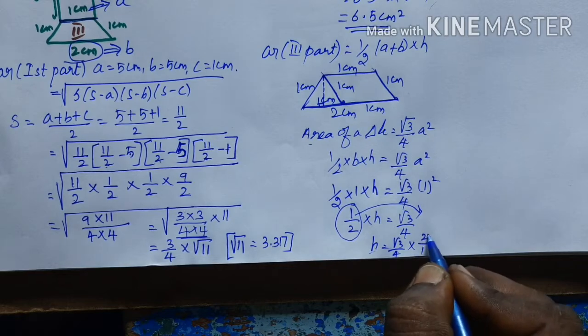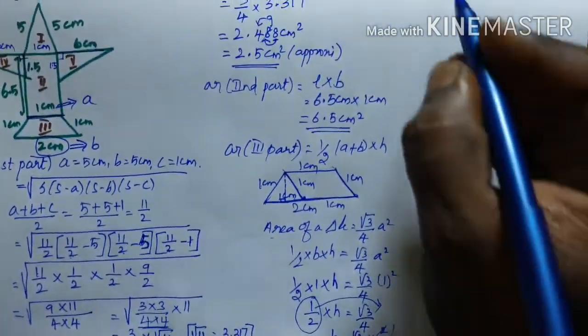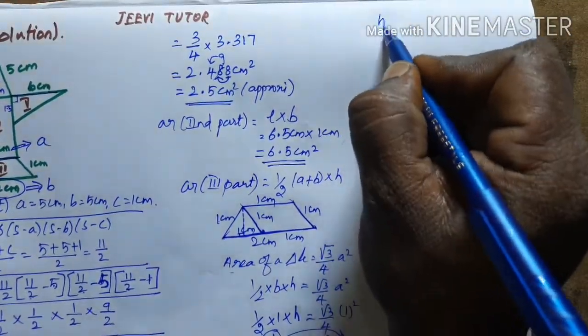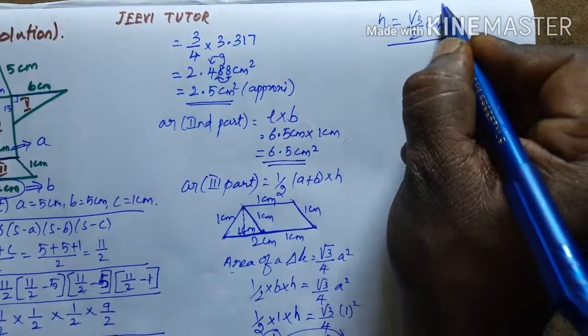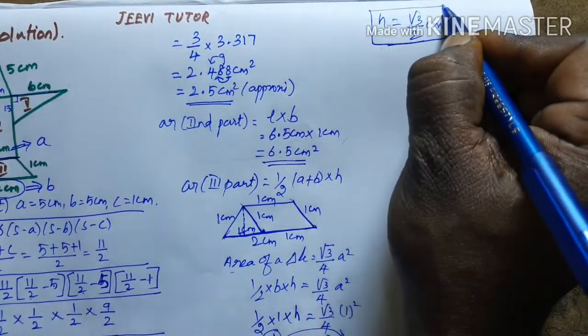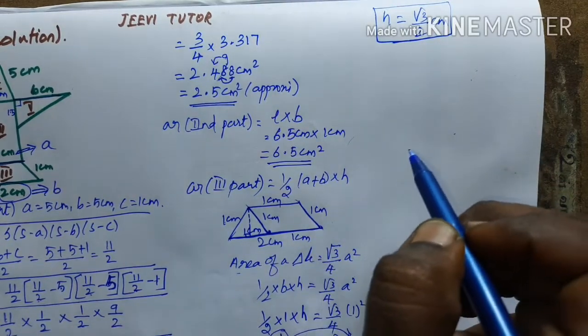So if I write the simplest form, so that the height of the trapezium is equal to root 3 divided by 2 centimeter, and this is the height of the equilateral triangle as well as the trapezium. So now we know the height of the trapezium. Next I am going to apply the formula.